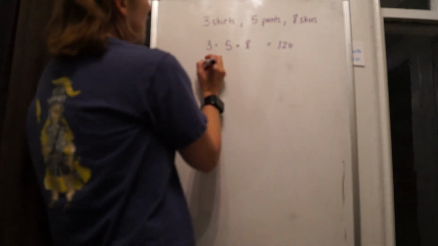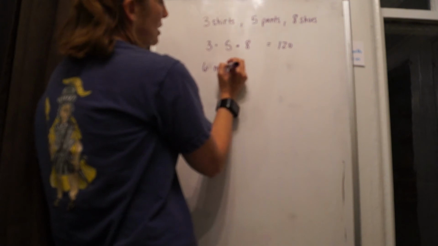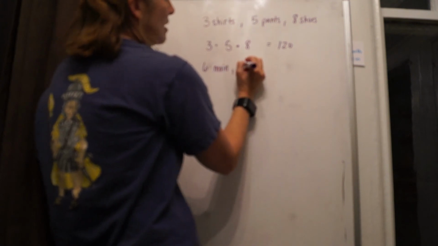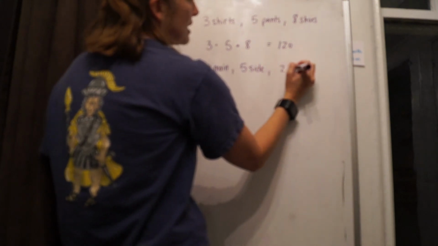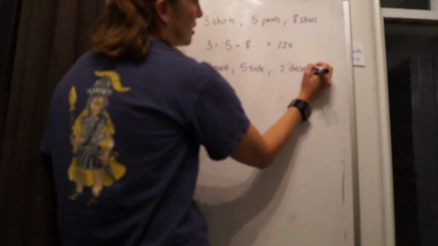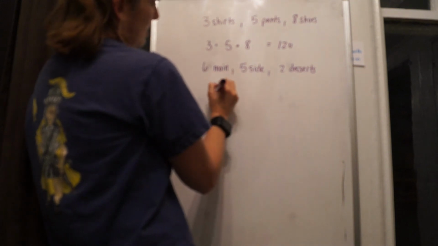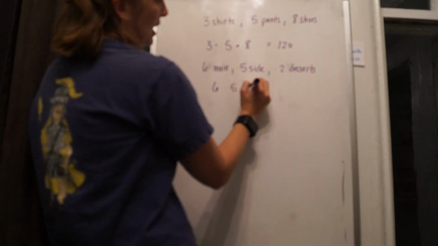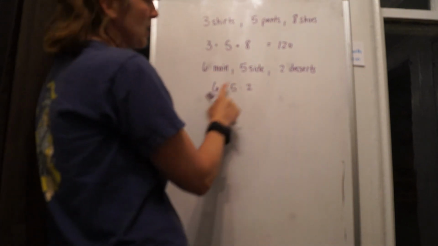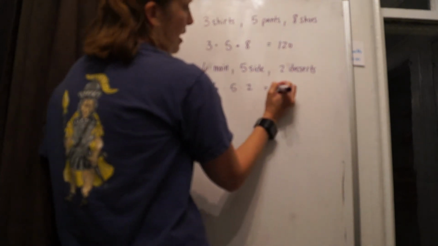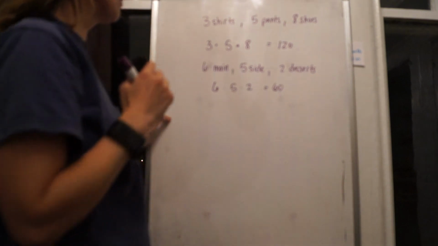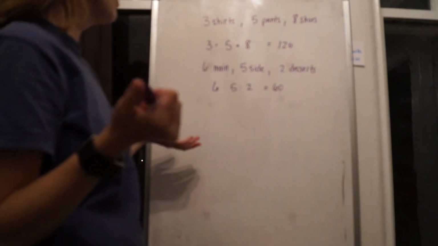If you have 6 choices of main course at the restaurant and maybe 5 choices of a side dish and 2 desserts, how many different combinations of meals are there? Well, there's 6 times 5 times 2 because I have 6 choices for this bit, 5 choices for this bit, and 2 choices for that bit, and that means there's 60 different meals that we can make. That one should be pretty familiar.